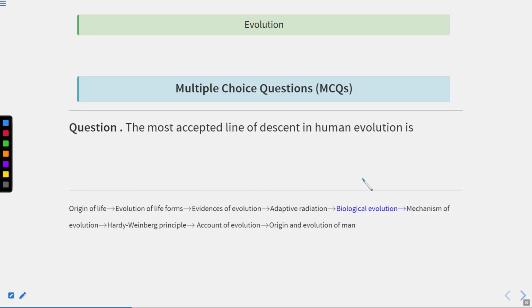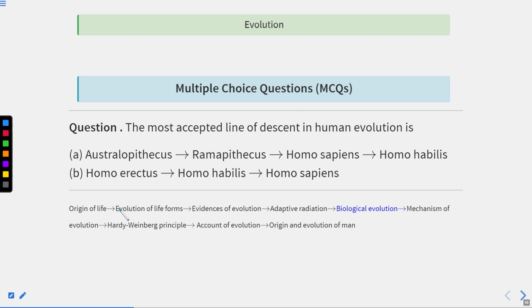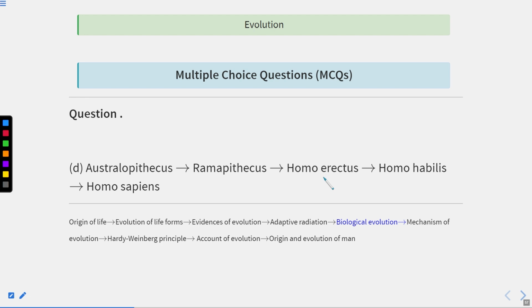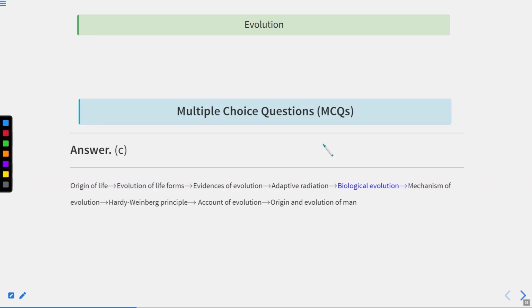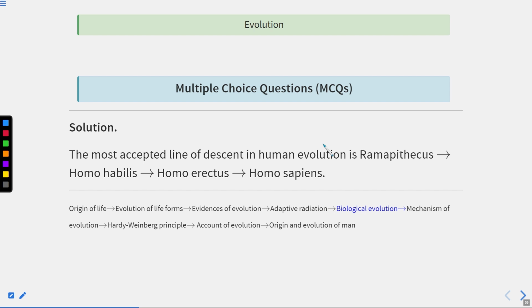Okay. Now, the next question is: the most accepted line of descent in human evolution is, let's have a look at the options. Australopithecus, Ramapithecus, Homo sapiens and Homo habilis. Next option is Homo erectus, then Homo habilis, then Homo sapiens, which is the most evolved human. Then option D, Australopithecus, Ramapithecus, Homo erectus, Homo habilis, Homo sapiens, and option C is Ramapithecus, Homo habilis, and Homo sapiens. So what is the answer here? Option C is the correct answer here.